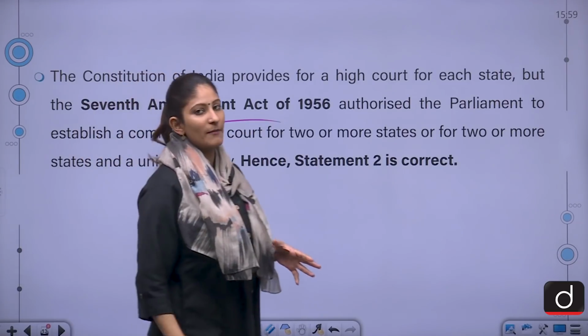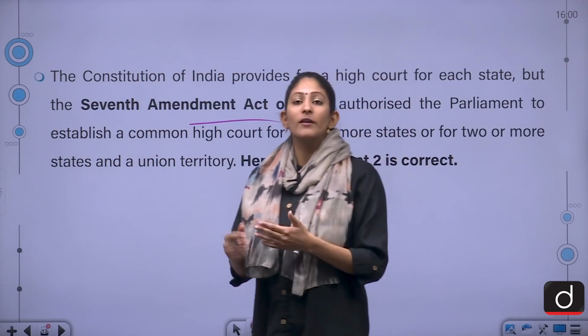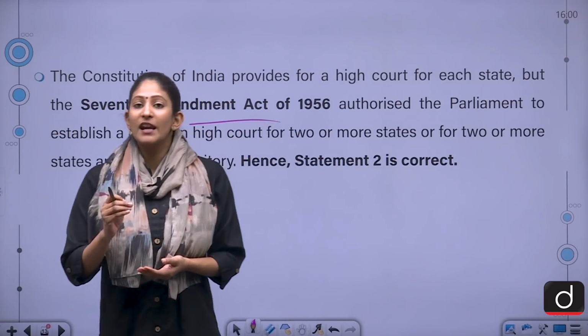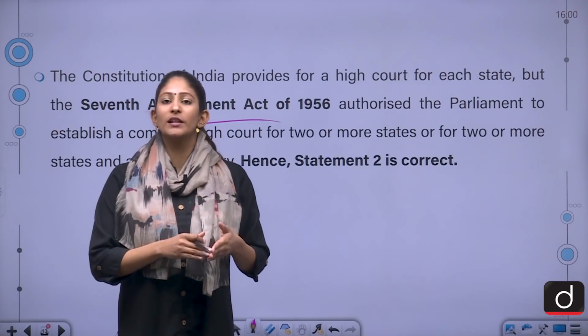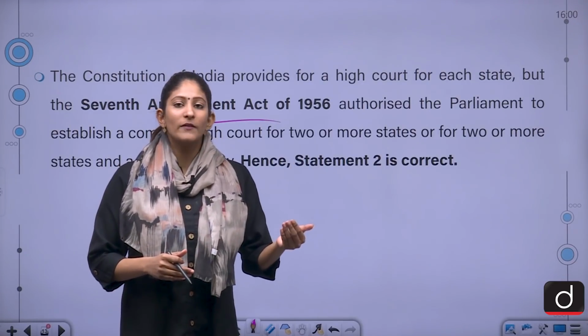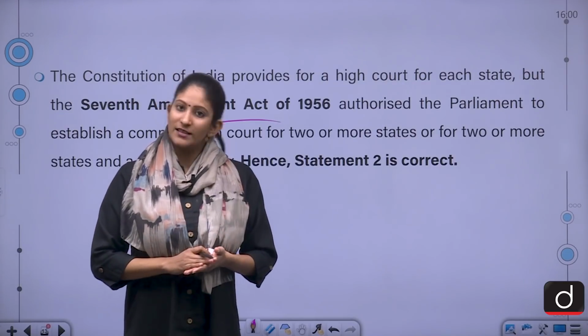Now, under this amendment, states were divided on the basis of linguism. That means states were divided on the basis of languages. And after that only, the reorganization of states also reorganized the judiciary institutions.